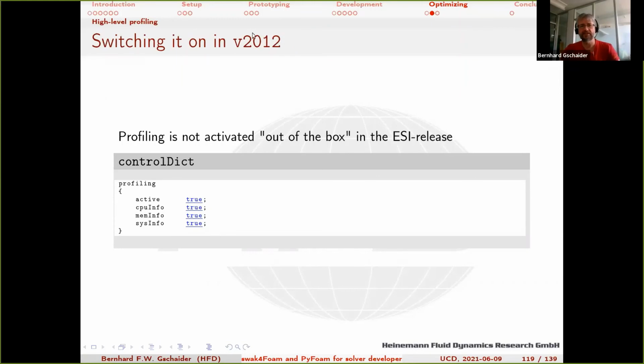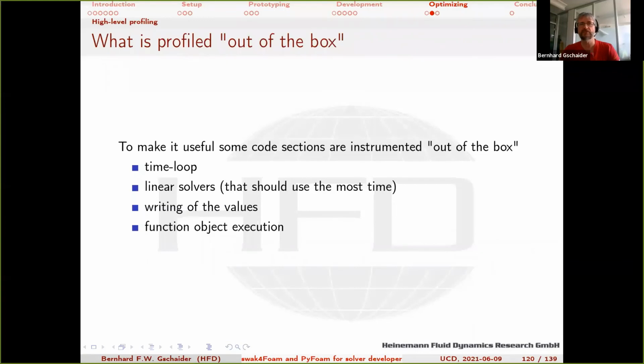In the ESI branch, you have to enable profiling. You have to add this to the controlDict. Then it does the high-level profiling out of the box. There are several things that are profiled out of the box to make it useful. One is the time loop itself. I think I've got only 10 minutes, but I'm going to manage.